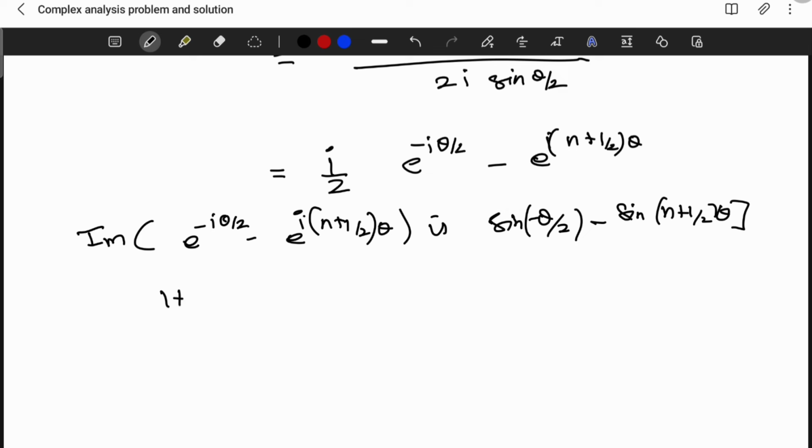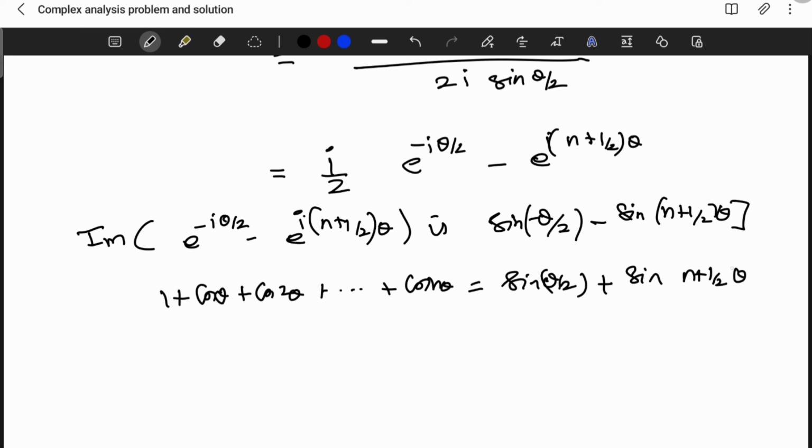Hence 1 plus cos theta plus cos 2 theta plus dot dot dot plus cos n theta equals sine theta by 2 plus sine (n plus 1) by 2 theta, using the fact that sine of minus theta does not change anything except the sign. Using that, you can see that it is very easy. So this is sine of (n plus 1) by 2 theta, totally divided by 2 sine theta by 2. Okay, so this is the desired formula that we get.